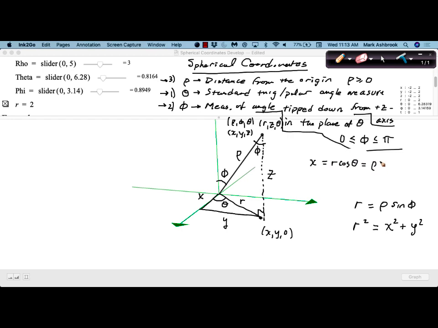Rho sine phi cosine theta. Do you see it? And then what is y? Y is r sine theta, or in spherical coordinates, rho sine phi sine theta.